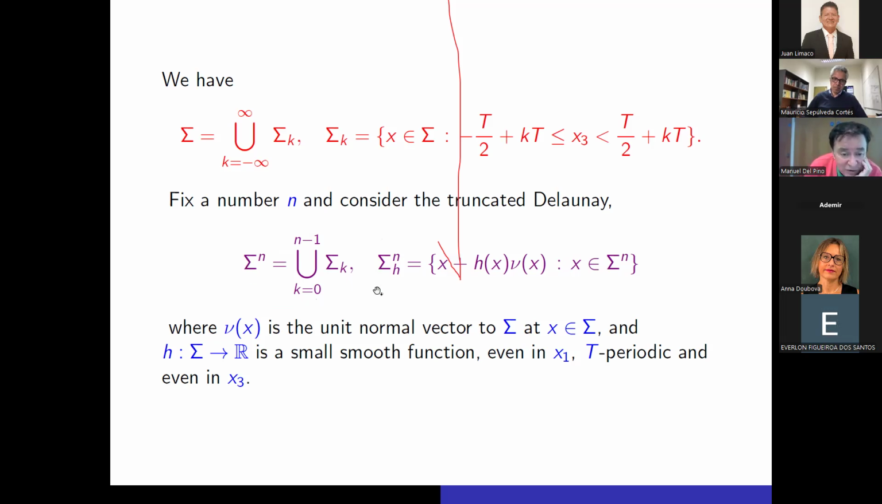And I consider also another surface that I will call Sigma_{n,h}, which is nothing but the same surface, however perturbed by a certain normal perturbation h, which I will also assume periodic, and even in the variable x1. This is convenient for me for a reason that I will tell you in a moment. This function is also periodic of the same period as the one of the Sigma_k. And I also assume evenness in x3.